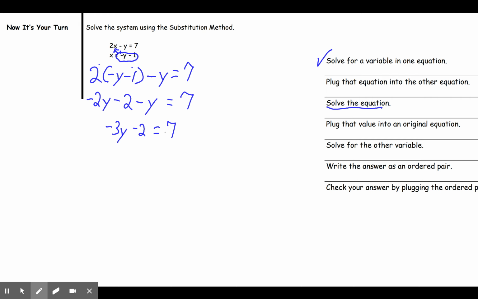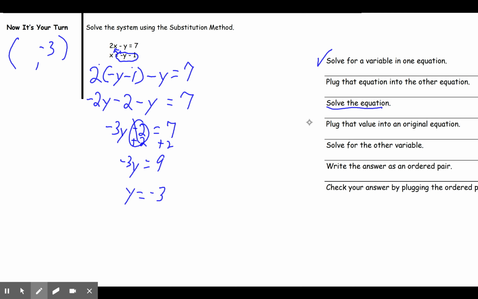And then it's just a matter of solving for y now. Add 2 to both sides. Negative 3y equals 9. y will equal negative 3. All right, so I'm going to set up my little ordered pair here where I got y to be equal to negative 3.